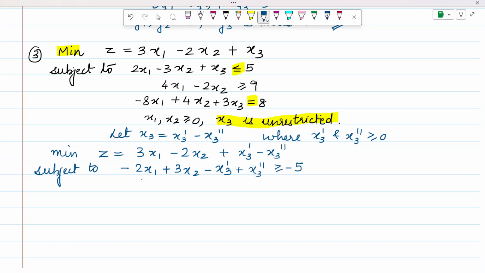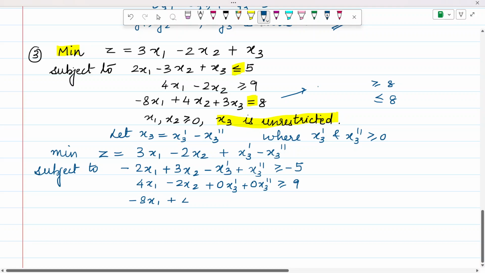Then 4x1 negative 2x2 plus 0x3 prime, negative or positive, whichever, 0x3 double prime, greater than or equal to 9. Here, this will split into two equations. One would be greater than or equal to 8. One would be less than or equal to 8. For greater than or equal to 8, we leave the signs as it is. x3 prime, negative 3x3 double prime, greater than or equal to 8.